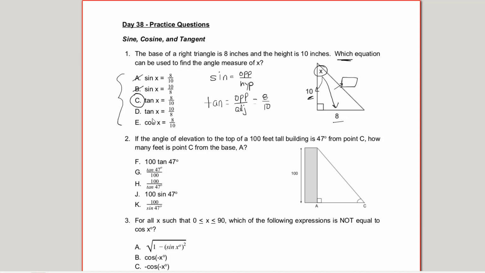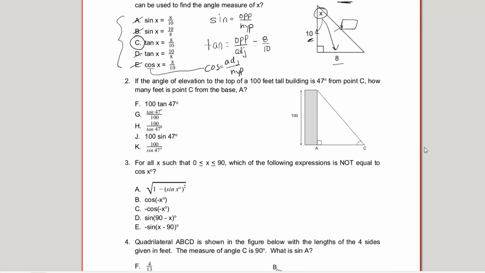Again, just looking at the others for our learning purposes, here they did the reciprocal. They did 10 over 8. And then they also made use of cosine, and the cosine is adjacent over hypotenuse. Again, they tried to use this 8 over 10, and that's not going to be correct either. So again, number 1 is answer choice C.